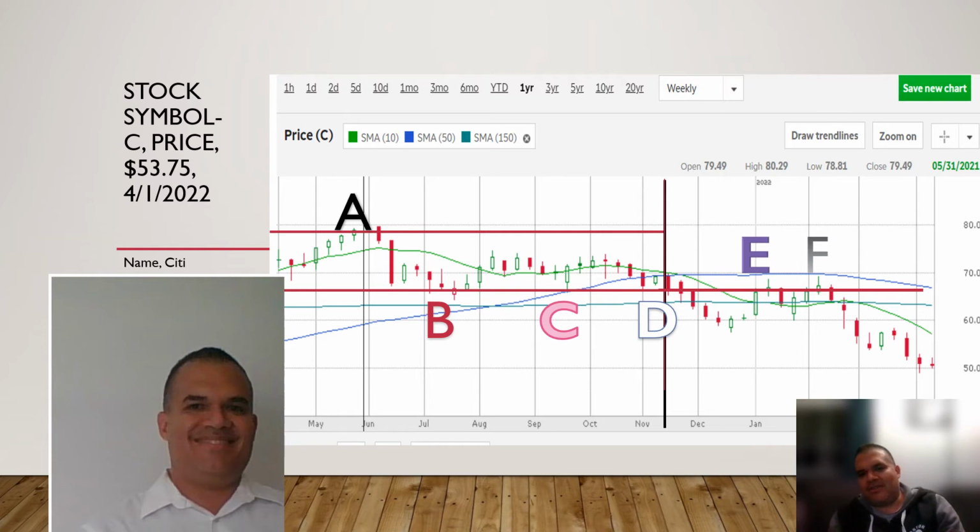So at point A, you'll see this one little candle before the big, long white one there under point E, excuse me. And sure enough, that moment of indecision led to an increase in the stock.